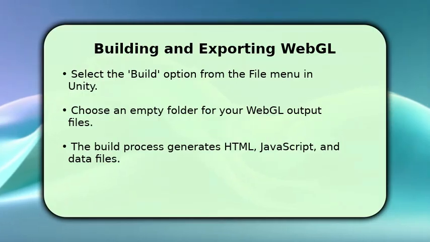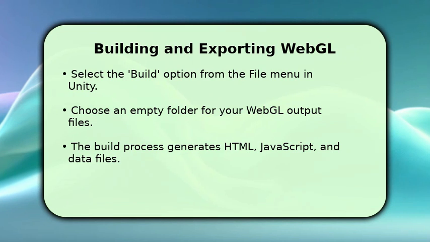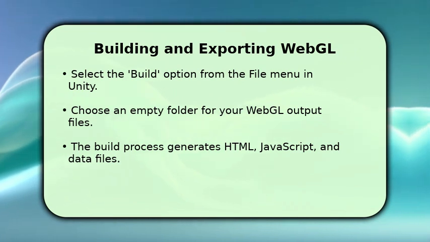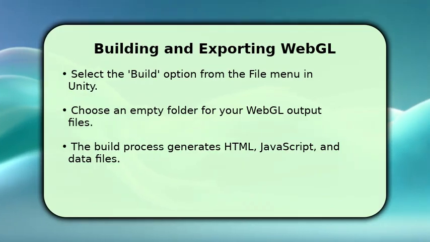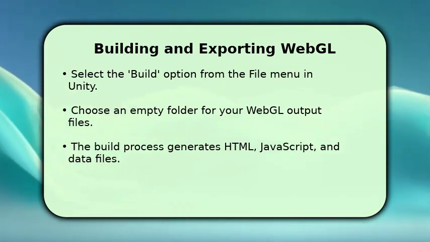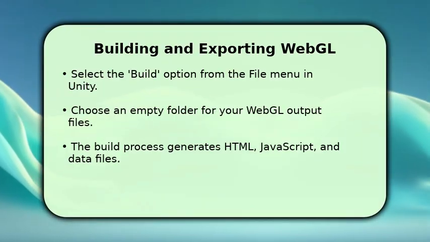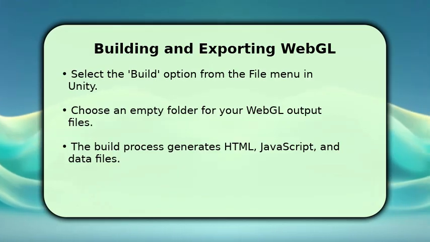Once your project is ready, the next step is to build and export your WebGL game. Simply select the Build option from the File menu in Unity. You will then choose an empty folder where all your WebGL output files will be saved. The build process generates several essential files, including HTML, JavaScript, and various data files. These components collectively contain your entire game and the necessary Unity WebGL player.